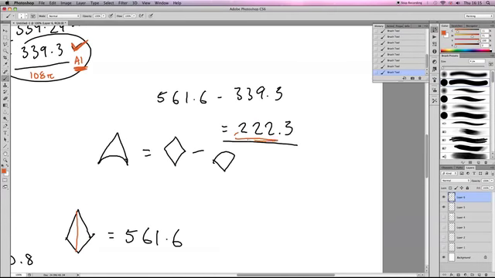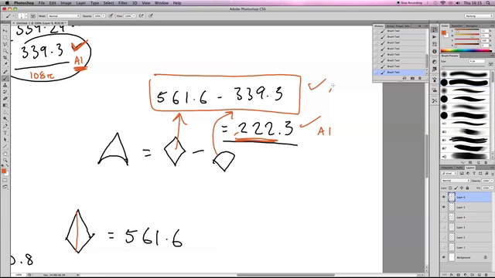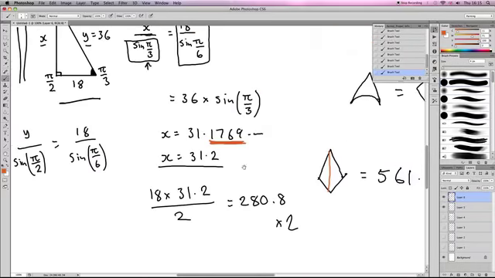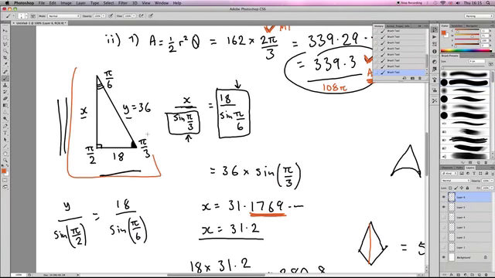For my answer here, I do get 222 for 3 significant figures. So I would give myself some marks there. I would, yeah. So I definitely got the answer there. You get 1 method mark for doing basically kite minus sector. So you get a method mark here. So the 2 marks I'm missing are essentially for the working out of this triangle here.